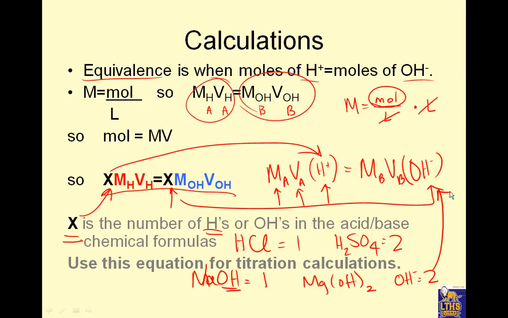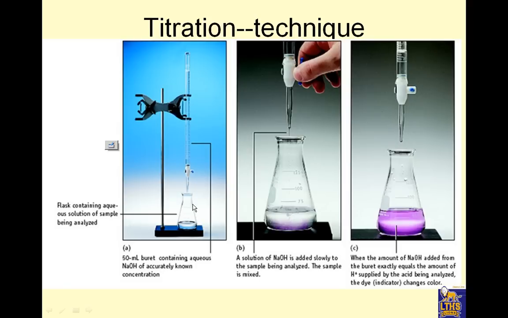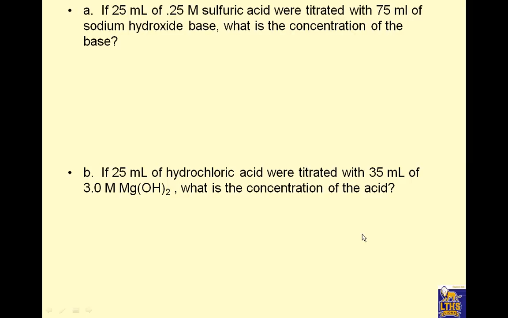It's kind of like the dilution equation, except because we want moles of acid to equal moles of base. So here's what it looks like. Here's your burette. Here's your flask or beaker with whatever you're trying to titrate. See how the color changes slightly? When the amount of moles coming from here equals the moles in here, that's when the color change is going to stay, and so that's the equivalence point.